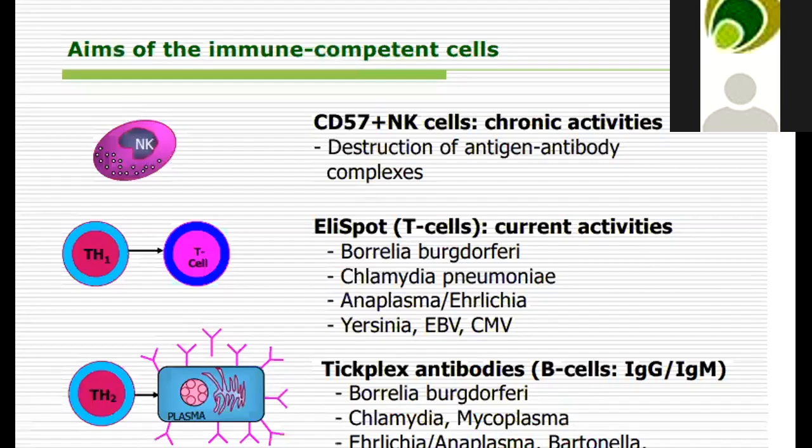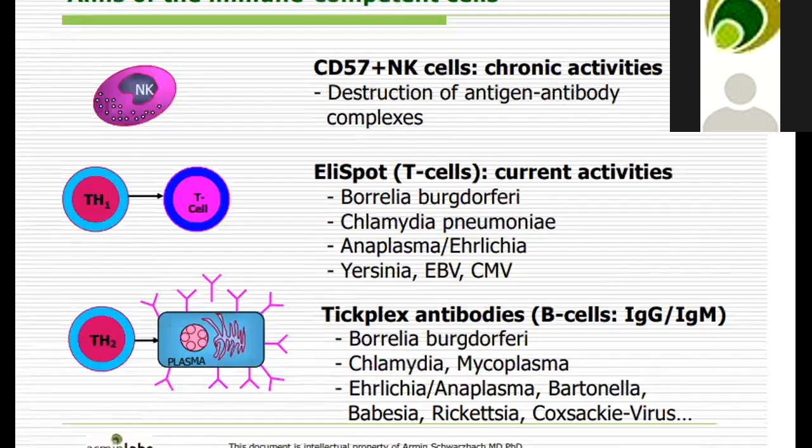So this is a natural immune defense mechanism, which is our nature and which helps us to destroy pathogens. The next slide shows you the aims of these immune competent cells. The CD57 NK cells reflect a chronic active process, the destruction of antigen-antibody complexes. The Th1 system is reflected by the T cellular immune system. It reflects current activity, and the Th2 system is represented by antibodies, and in this case, Tickplex is coming into that. It's a B cellular immune response by IgG, IgM, and this test can be done for different kinds of pathogens. It's not just for Lyme disease.